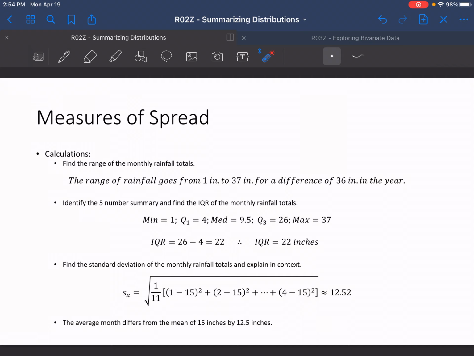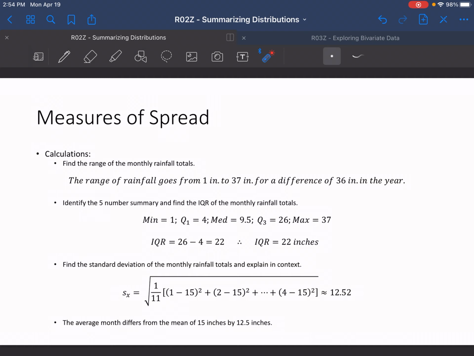So if we're asked to calculate any measure of spread for our problem, if we're asked to find the range of monthly rainfall totals, that range is going to go from 1 inch to 37 inches, for a difference of 36 inches per year. If we're asked to give the spread of our distribution, most of the time we can just say that the range of rainfall goes from 1 inch to 37 inches. We don't actually have to do the math in that sense.